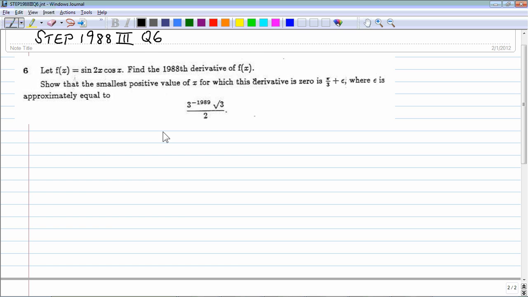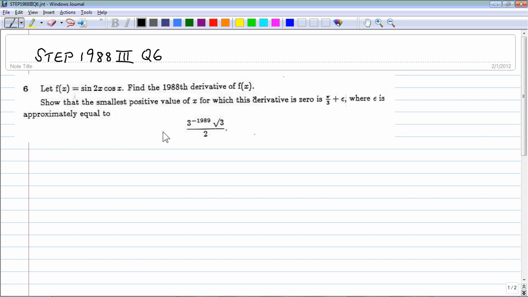Okay, hello. So here's the next in the series on STEP maths questions. I won't say any details about what that means. You can check the other videos for some background knowledge. This is question 6 from the 1988 paper 3.